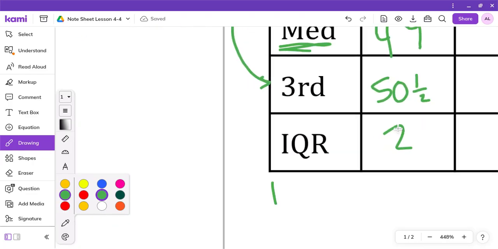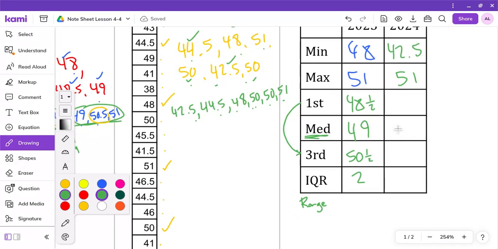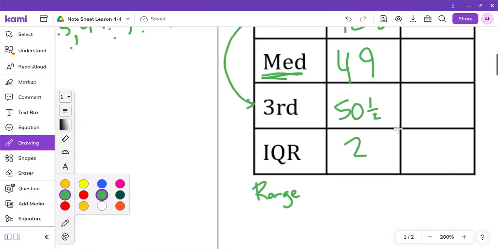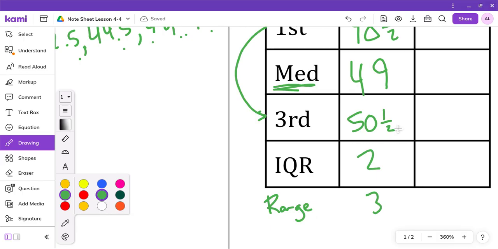The range is going to be, so 51 minus 48 is 3. So the middle half of the data is only 2 apart. The range is 3 apart. So it should be pretty evenly spaced. We'll get a better idea when we visualize it with a box and whisker plot.